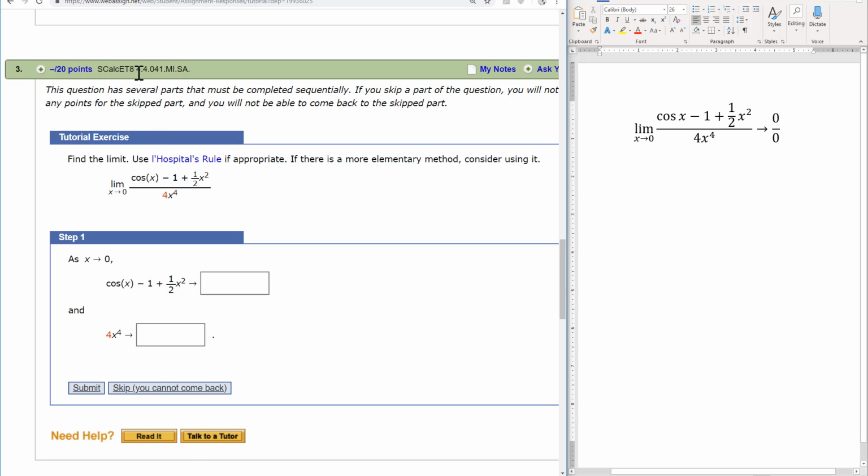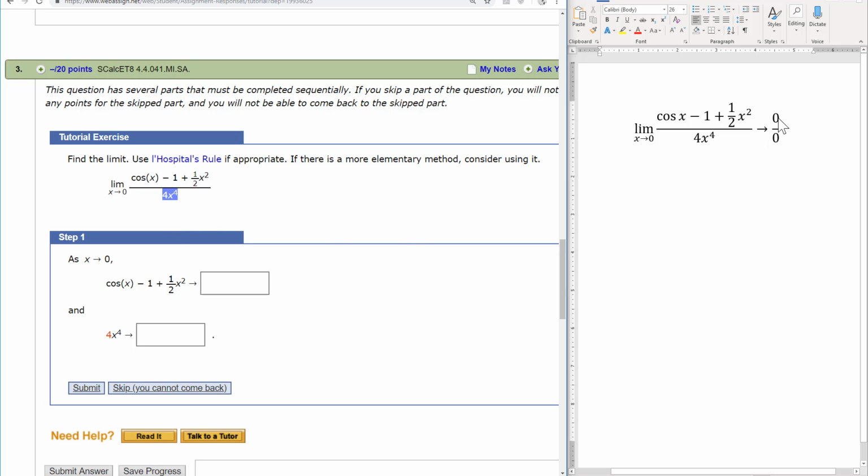Alright, a problem from section 4.4 in your lab assignment. It says find the limit. Use L'Hopital's rule if appropriate. We have the limit as x approaches 0 of cosine x minus 1 plus 1/2 x squared, all that divided by 4x to the fourth.